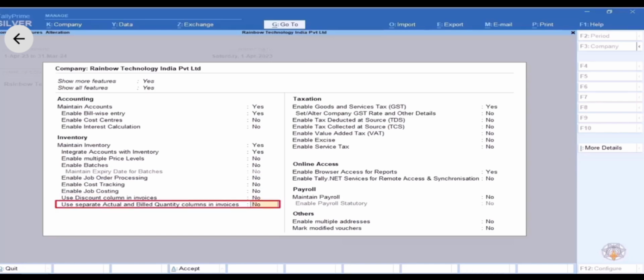Use separate actual and billed quantity. The actual and billed quantity concept is used in many business industries where stock delivered to buyer is different from stock billed. For example, buy one get one offer. In this offer, two quantities are delivered to the buyer but only one quantity is billed. To manage such transactions in Tally Prime, use separate actual and billed quantity feature is used.